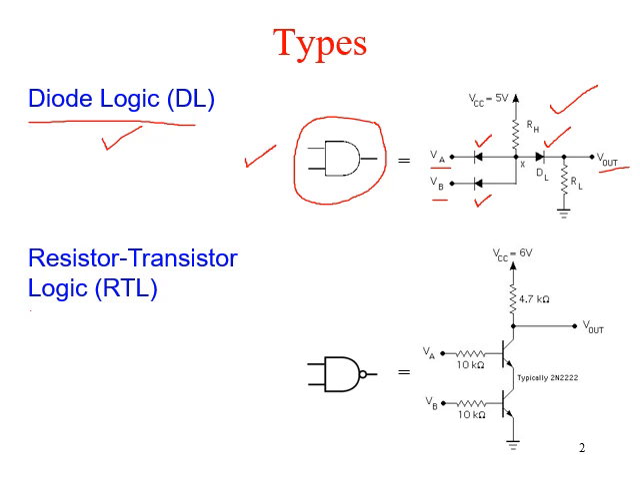The second type is the resistor transistor logic, that is RTL. So this is the symbol of a NAND gate. A NAND gate has been shown here. So we have two transistors in this particular circuit and three resistors. So this is a combination of resistors and transistors. So it is RTL logic. The inputs are VA and VB and the output is Vout. So this kind of logic family is referred to as RTL.